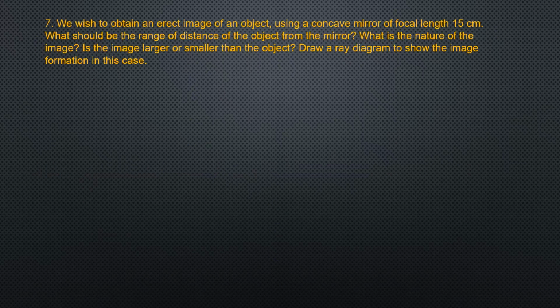Next question is, we wish to obtain an erect image of an object using a concave mirror of focal length 15 cm. What should be the range of distance of the object from the mirror? What is the nature of the image? Is the image larger or smaller than object? Try a ray diagram to show the image formation in this case.